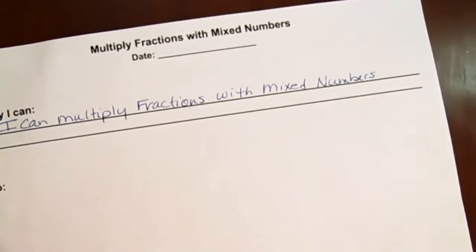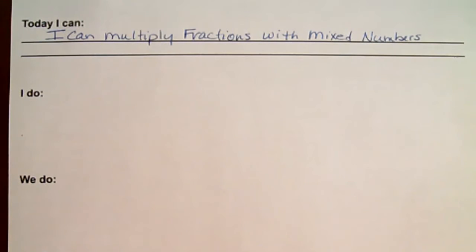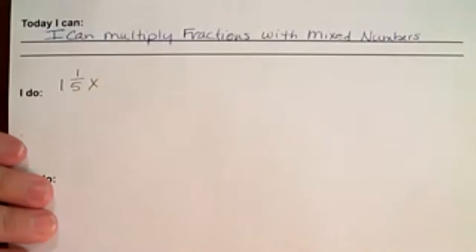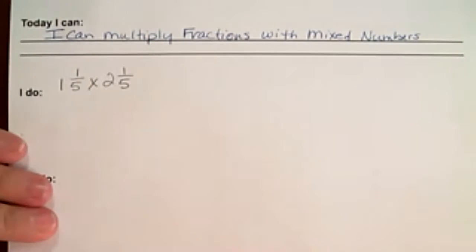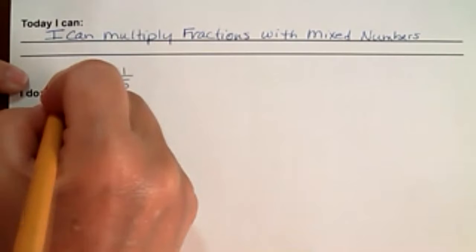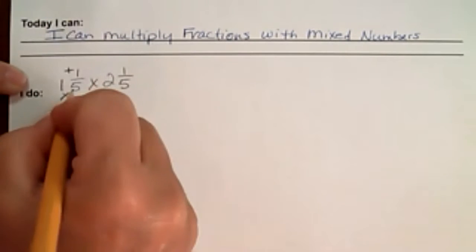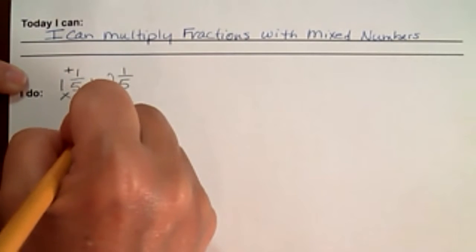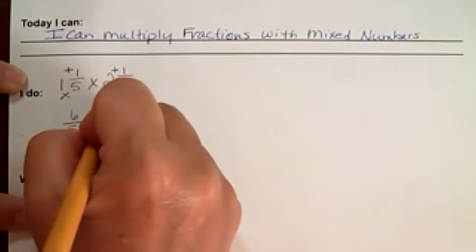Our first problem is going to be 1 1/5 times 2 1/5. So the first thing we need to do is make these improper fractions. And how to do that, it would be 5 times 1 plus 1. So 5 times 1 is 5, plus 1 is 6. So you've got 6/5. 5 times 2 is 10, plus 1 is 11/5.